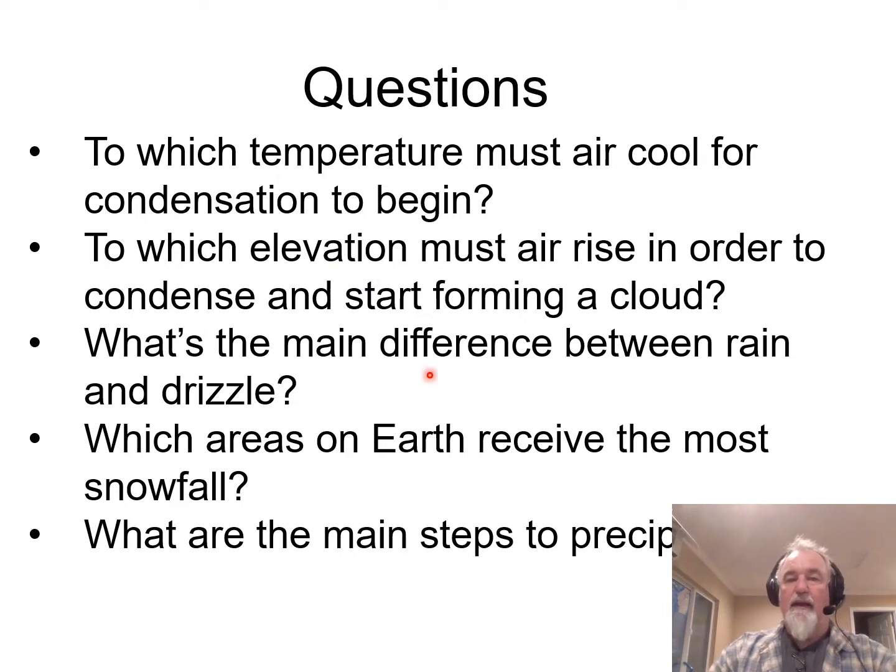Can you tell me what is the main difference between rain and drizzle? Which areas of the earth receive the most snowfall? Can you describe where most snowfall would occur on the planet? And what are the main steps to precipitation? So in order to get precipitation, what steps must be followed?